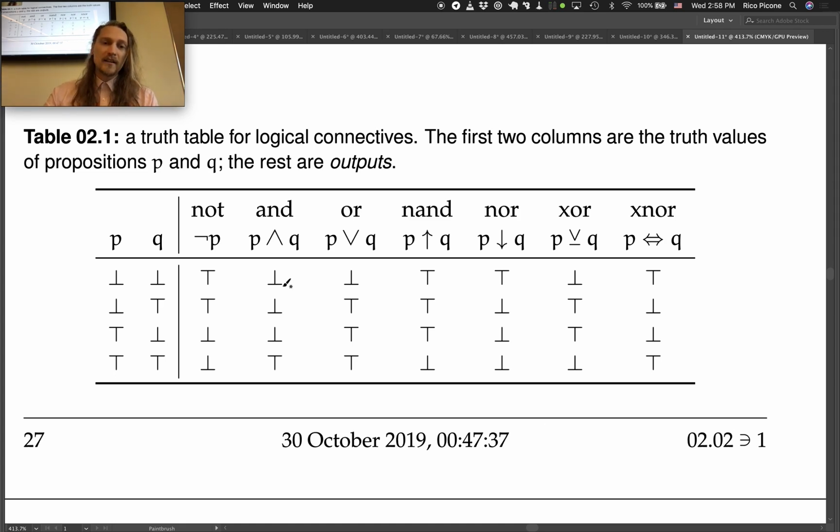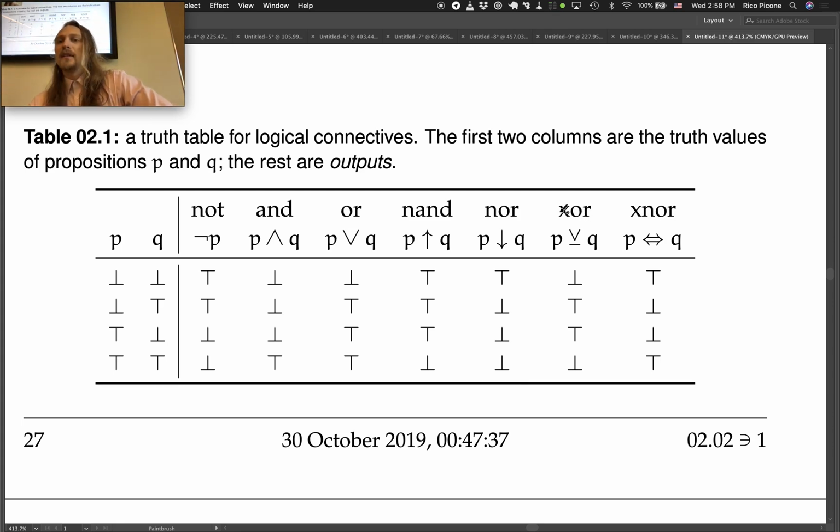So if you look at AND, it's false, false, false, true. NAND is true, true, true, false. NOR is essentially a not or. Okay, so if you look at or and you see it as false, true, true, true, NOR is true, false, false, false. It's not or.